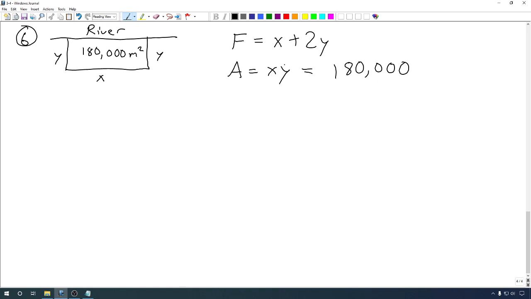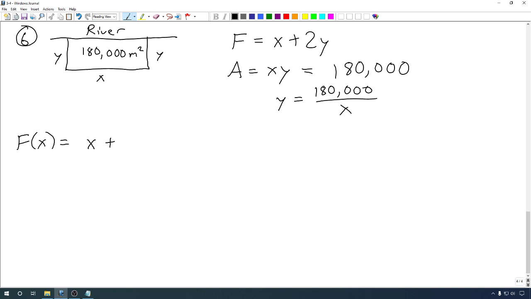We'll use this statement to actually solve for one of our variables to replace in our function for F. Now, just because we like to work in terms of x's, I'm going to go ahead and solve for y so we can replace y. It technically doesn't really matter. You'll be able to find the answer either way. But I'm going to basically take this and divide by x. So 180,000 over x is my y, which I can then go ahead and put into my formula for F.